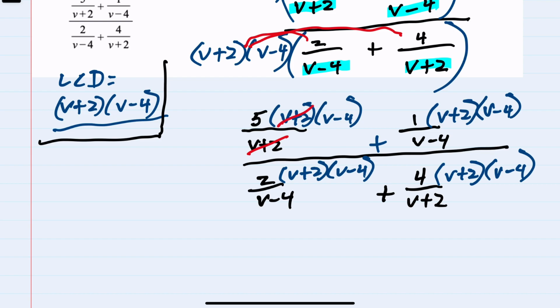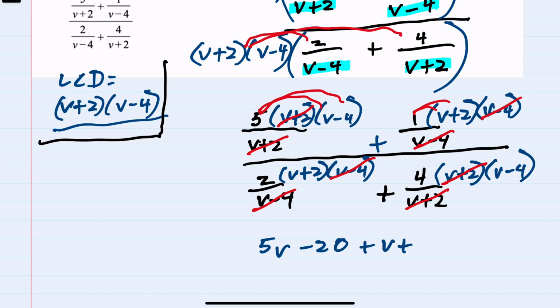And from here, canceling takes care of all of these denominators. The v plus 2 cancels, the v minus 4 cancels, this v minus 4 cancels, and this v plus 2 cancels. So after all of that canceling, we have the 5 times v minus 4. I'll go ahead and distribute that to be 5v minus 20. And then in the second part, I have just the 1 to distribute. 1 times v plus 2 is just going to be v plus 2.